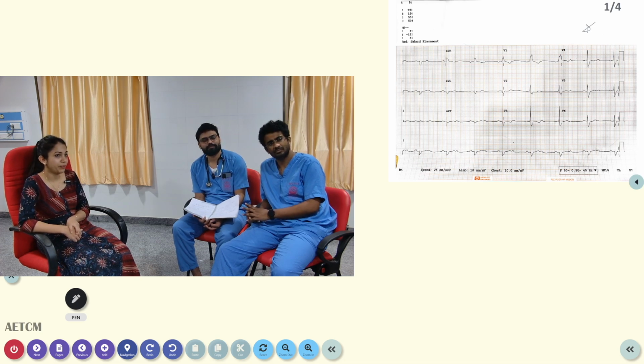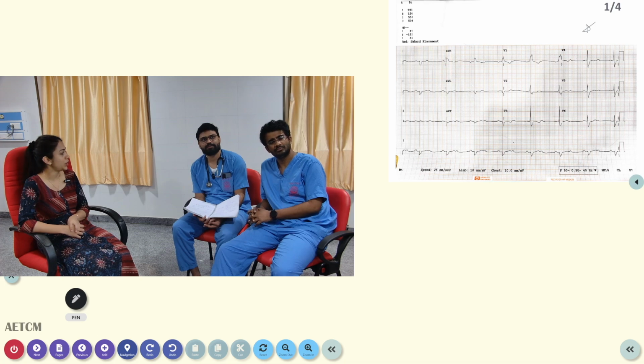Then PR segment is normal, 3 to 5 boxes, but the QRS is wide, showing a bundle branch block. Okay. Right bundle branch block. So in V1 you can see the RSR pattern. So a bundle branch block is also there. Then ST segment. ST segment also appears to be normal. No elevation of J point or anything. Then T wave also appears to be normal.